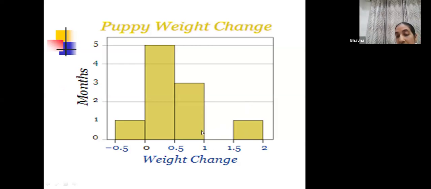Some students put here more than 1 kg. No, don't put it as more than 1 kg. There is an observation between 1.5 and 2, which is 1.6 kg, which can be depicted separately also. So you just have to make this space. Don't omit this space, okay?